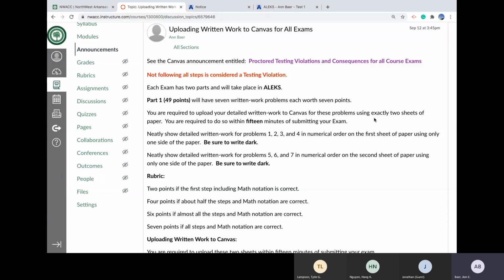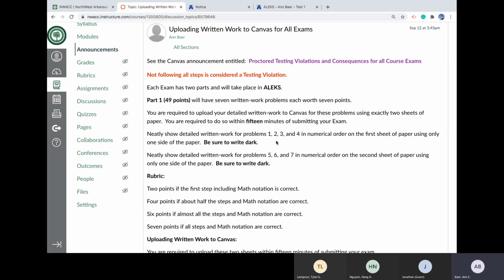So you have 7 problems. On the first sheet of paper, neatly show detailed written work for problems 1, 2, 3, and 4 in numerical order, using only one side of the paper. Be sure to write dark.